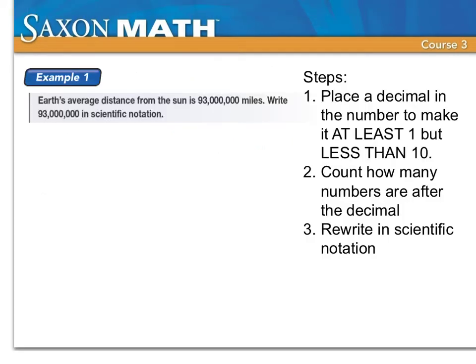Okay, so now here we go. We got some steps to writing scientific notation. We'll do another example, and here's some steps that we can follow. Okay, the first one is to place a decimal in the number to make it at least 1. That's key, at least 1, but it's got to be less than 10.